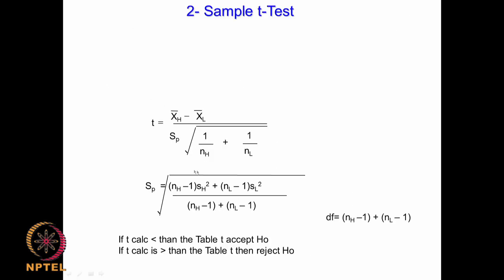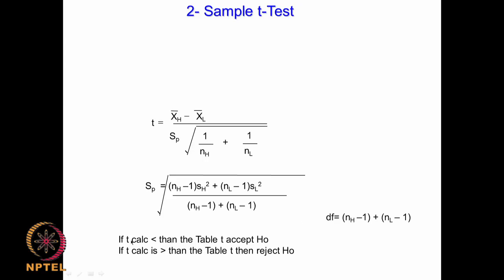So, we make use of this equation, the equation is XH bar minus XL bar, that means mean of sample 1, mean of sample 2. NH is the number of items in sample 1, NL is the number of items in sample 2, and SP is the standard error which you calculate using this formula. These are the individual variances for sample 1 and sample 2. The degrees of freedom here will be NH plus NL minus 2.